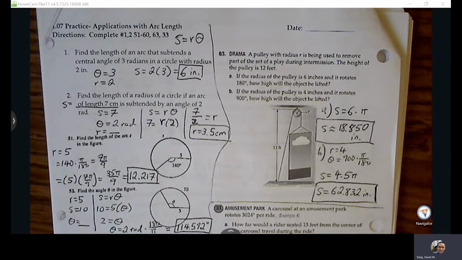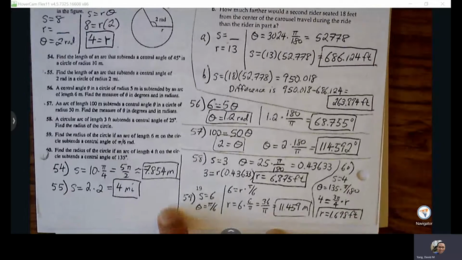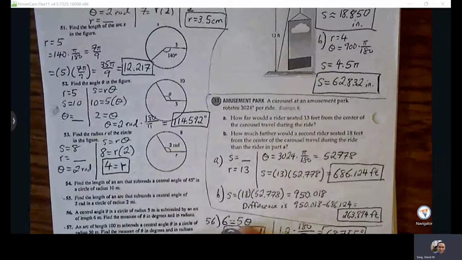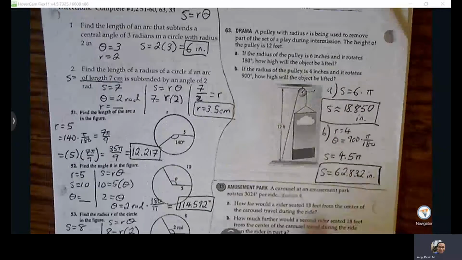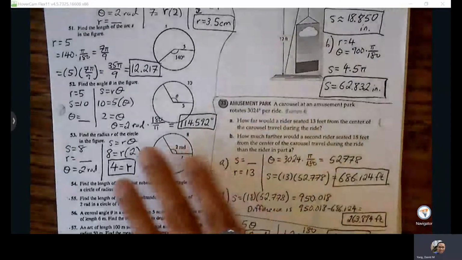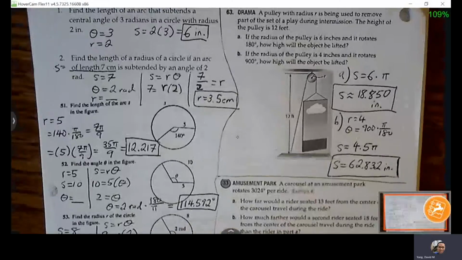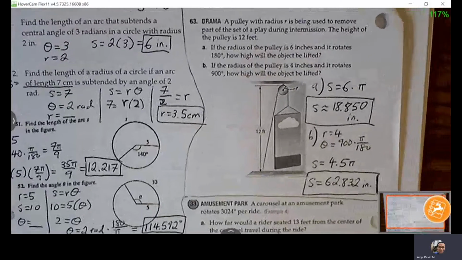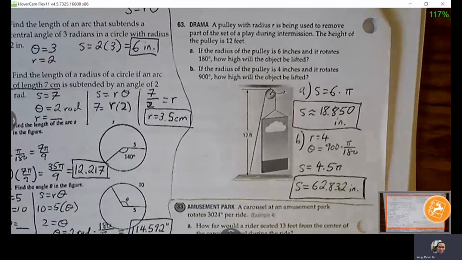All right. So in the homework assignment on page 19, I want to go over two problems that I think the previous class also had questions about, so you may have as well. I want to go over 63, the diagram problem, and then 33, the amusement park problem. I'll go over this in detail and see if you have any questions after I go through it.